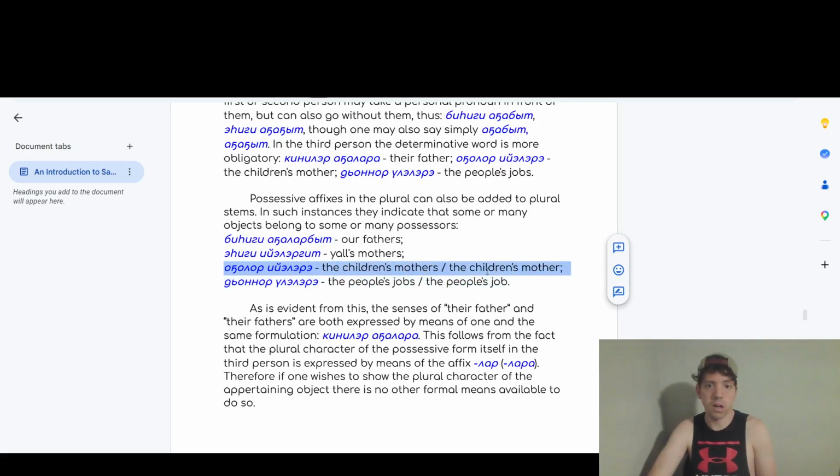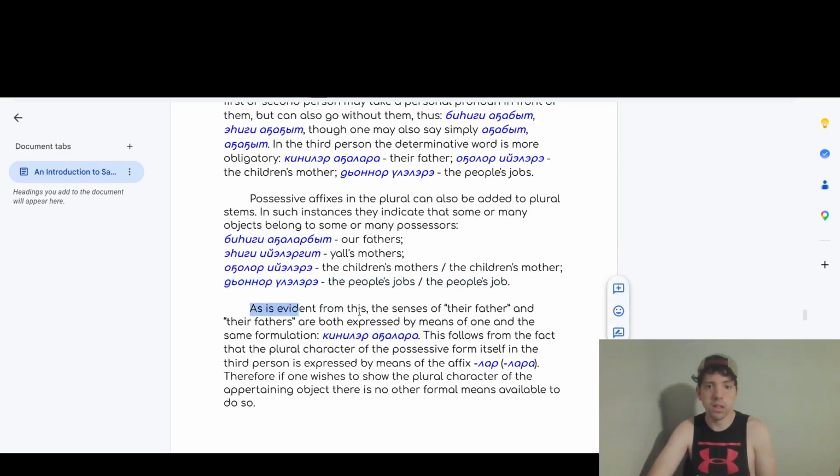So I put both because it's not really clear. Like these probably are going to be yours and mine, or y'all's and mine, or yours and ours, because most people only have one father, one mother, right? But these, ağalar iyileri, it could be the children's mothers, or it could be the children's mother. It's not clear. Canlar üyeleri, the people's jobs, or the people's job.